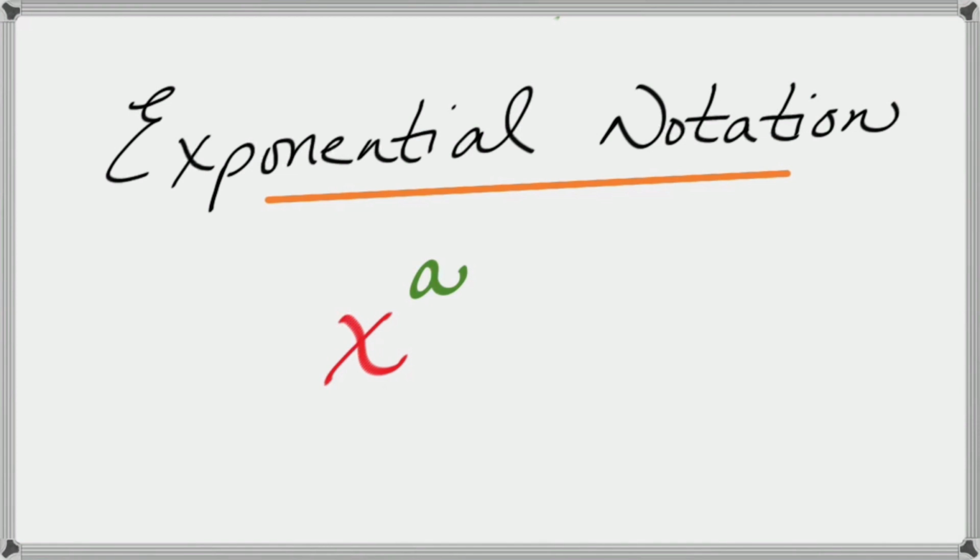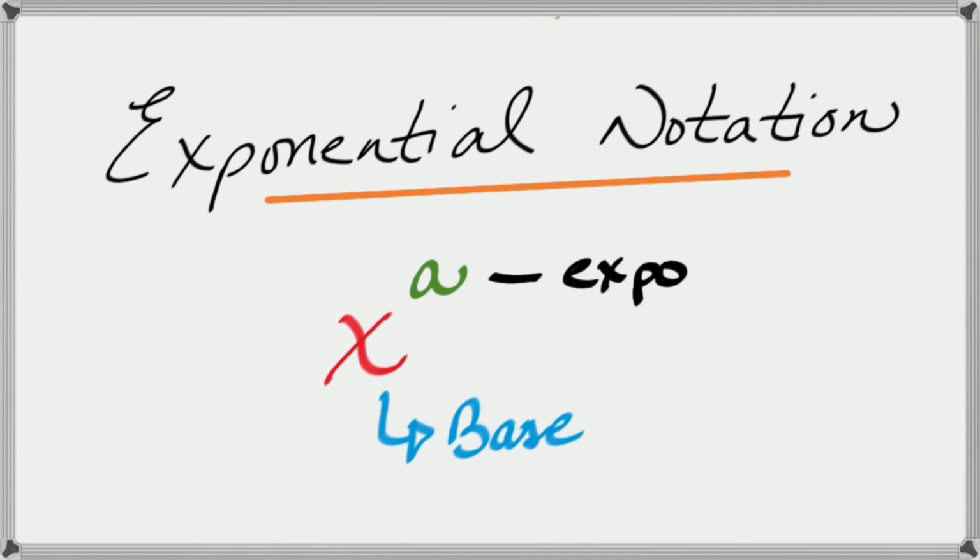Let's review exponential notation prior to jumping into product and quotient rule. This variable that is being raised to the power of a is what we refer to as the base. And the power, or what we typically call the exponent, is the number or variable to which the base is being raised to. Together, that's exponential notation.